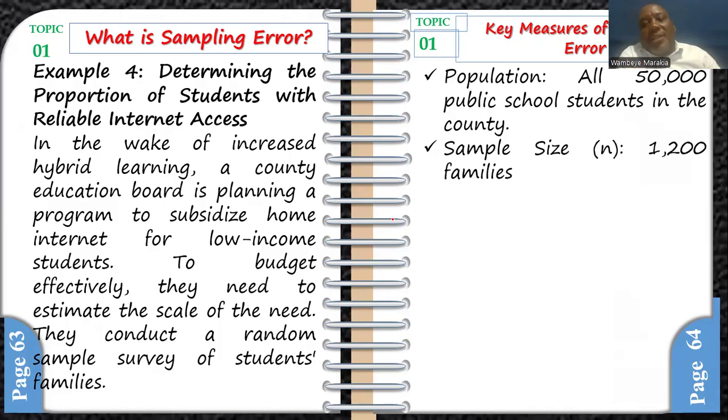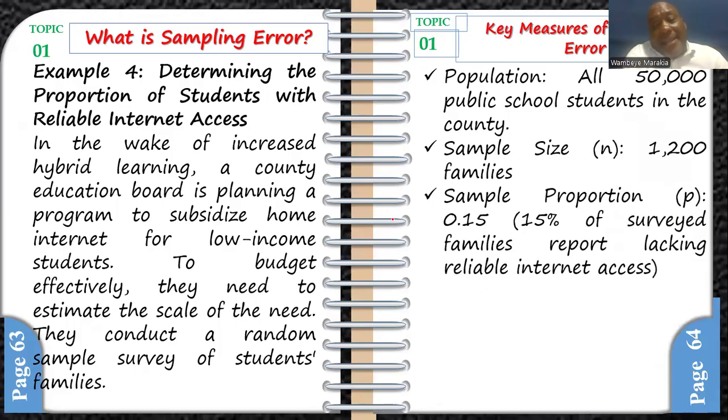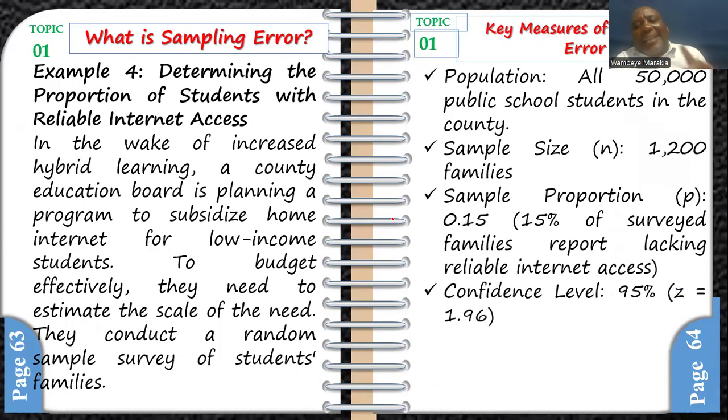All the student population in that county, 50,000. They sample 1,200 families. And the sample proportion, that is 15% of the surveyed students report lacking internet access. Now, the confidence level at 95%, the Z equals 1.96.